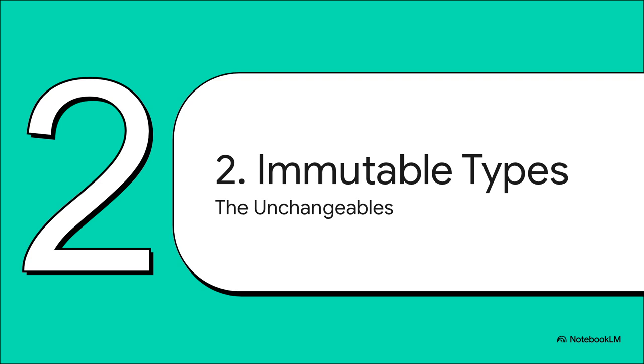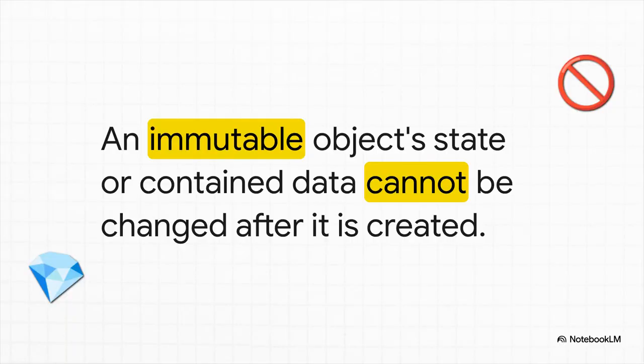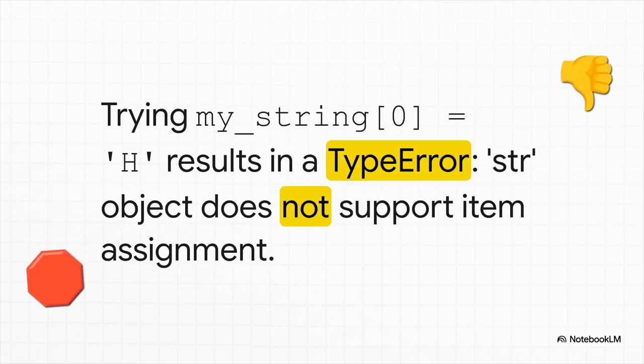Okay, section 2. Let's talk about immutable types, the unchangeables. This is pretty straightforward. Once an immutable object is created, its state, its data, is completely locked in. You cannot alter it after the fact. It's set in stone.